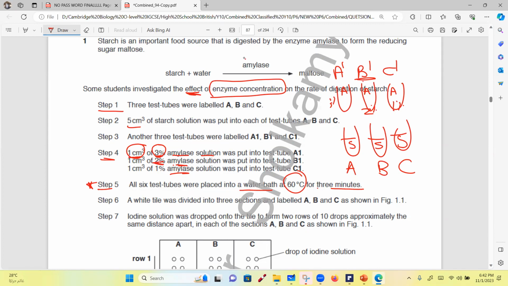Very good, because the temperature is one of the constant factors. Also, give me another constant factor. You have 2 other. Equal volume. Very good. The volume of the amylase. Both of them had 1 centimeter cubed of amylase, but of different concentration. All of them, or those 3 A, B, C, had the same volume of starch. So all these are constant factors.